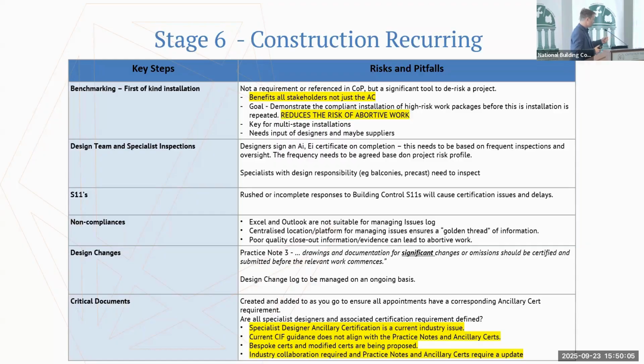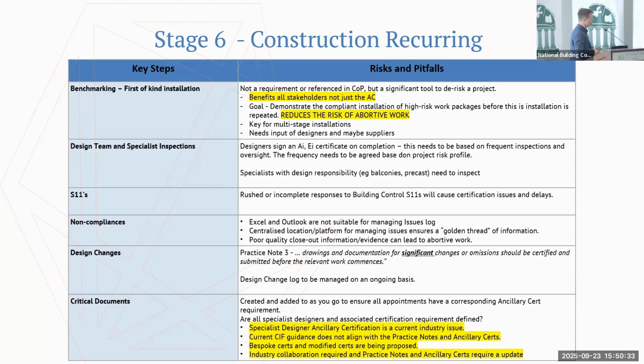We've touched on design changes as well in terms of significant changes. I suppose our lessons learned and our risks and pitfalls here is a misunderstanding of what significant means. We would probably have assumed that going from an in situ concrete frame to a precast concrete frame could be captured in the design change log. That's not the case. That is a definition of a significant change.